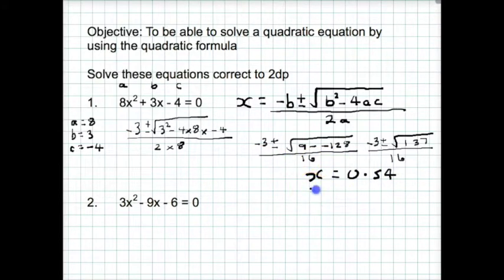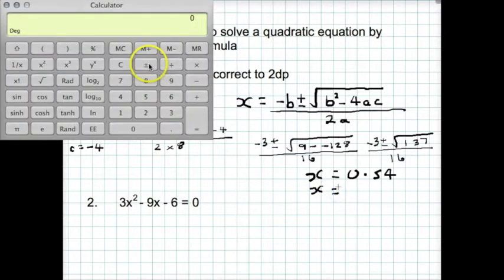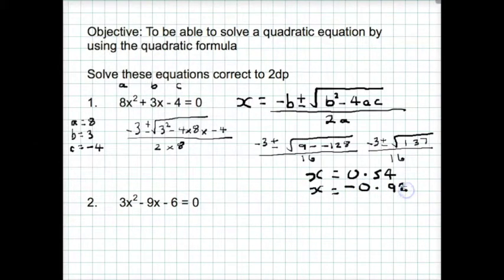Now we've got to do our second answer. So for the second one, x is going to equal, so we type in negative 3, and this time it's take away, just do that, negative 3, take away the square root of 137, and then divide that by 16, and we get our answer of minus 0.92 to 2 decimal places.